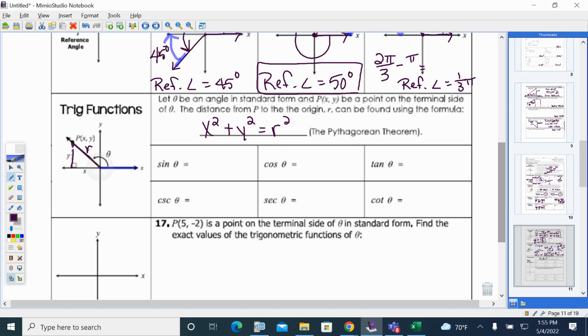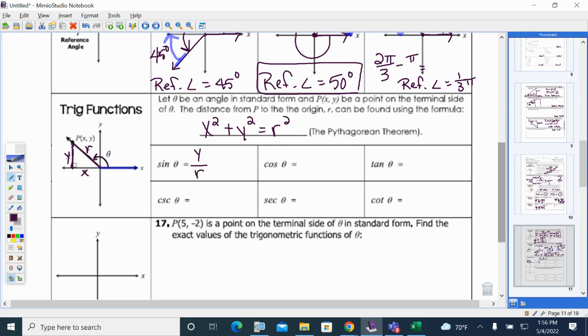The distance from the origin to that perpendicular is your x, because it's on the x-axis. The vertical is your y. And then, of course, that distance from the point to the origin is the r. So sine of theta is going to be opposite over hypotenuse, which is going to be y over r.